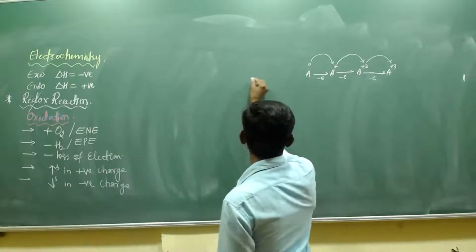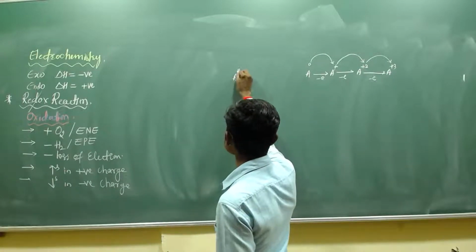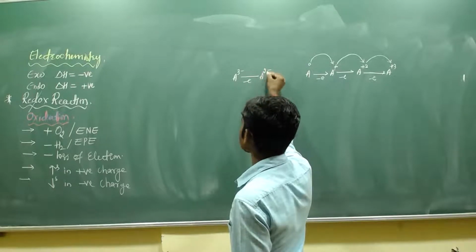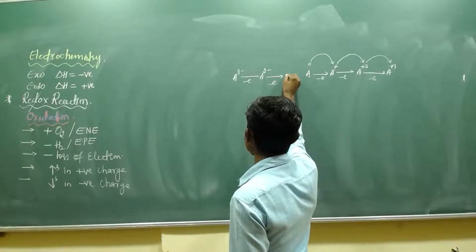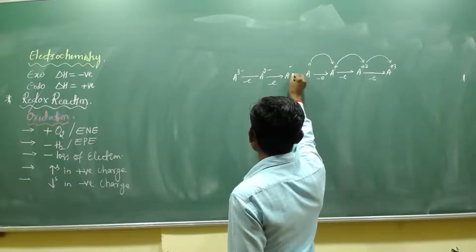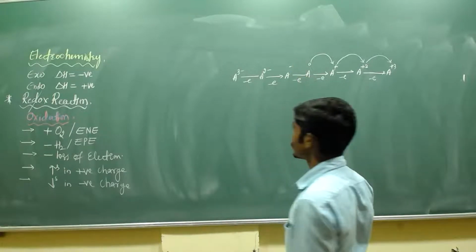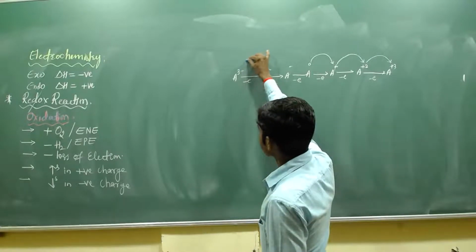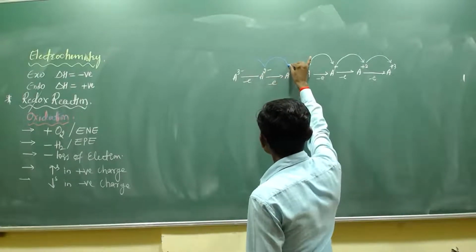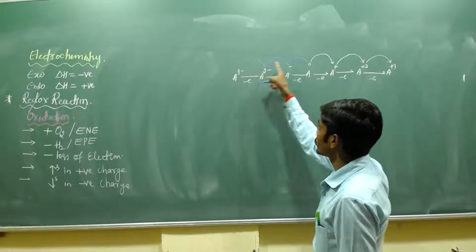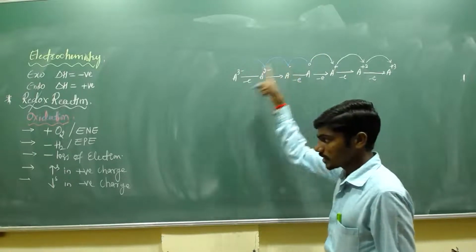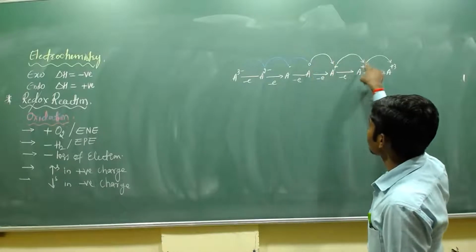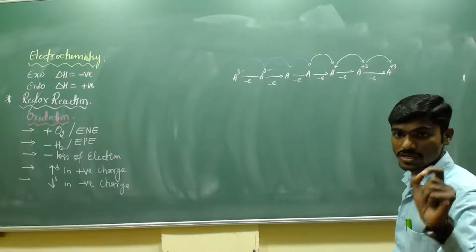Decrease in negative charge. For example, if it is A3 minus, and one electron is lost, it becomes A2 minus. If one more electron is lost, A minus. One more electron is lost, A0. Look at the charge: -3 to -2, -1, 0. Negative charge decreases. Decrease in the negative charge or increase in the positive charge is called oxidation.